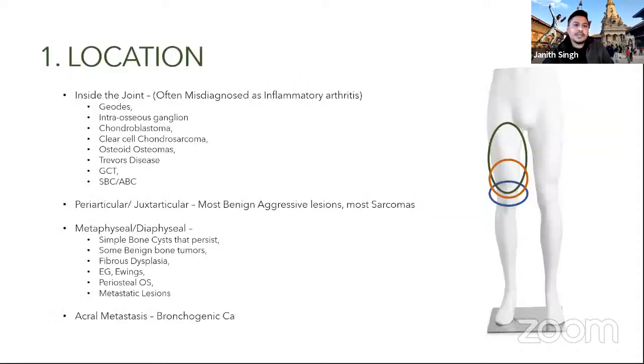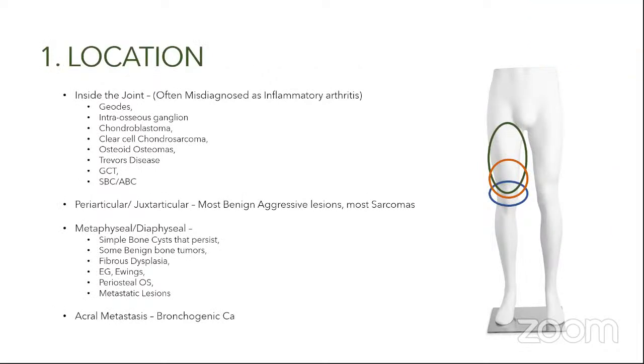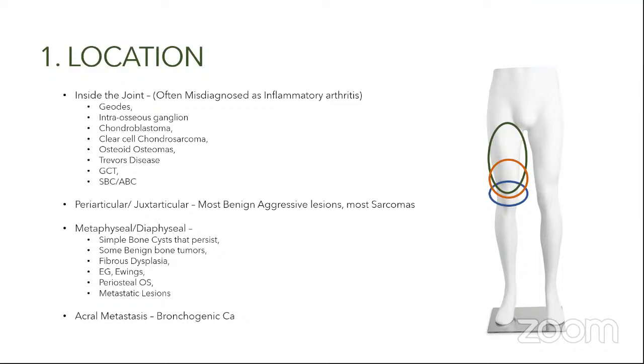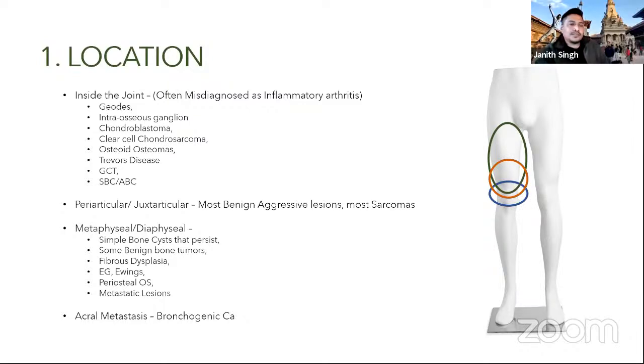Now, coming to location, I think this will be repeated by Rishi again, so I won't go much into this. One thing I would like to emphasize is that you can have patients who complain of joint pain, and it might not be due to inflammatory arthritis or infection. You can have a lot of different tumorigenic conditions in which pain could be there, like geodes due to degenerative disease, intraosseous ganglion, chondroblastoma, sometimes even clear cell chondrosarcoma.